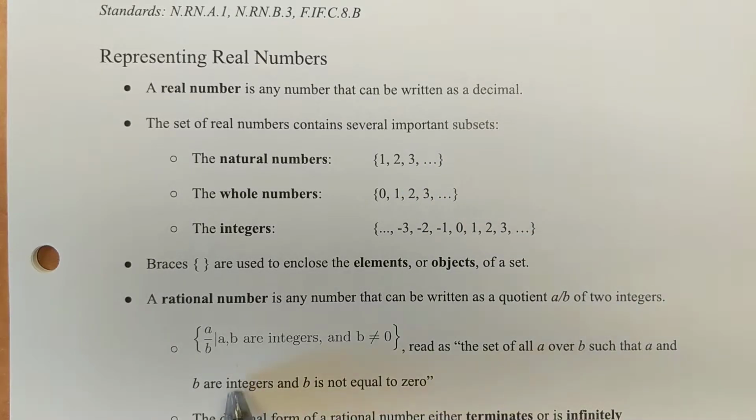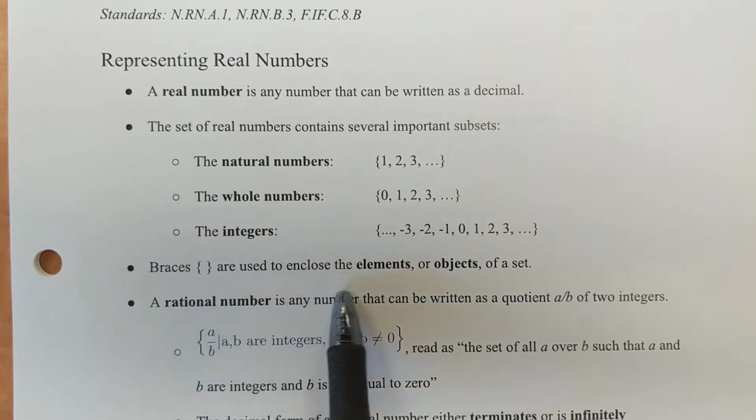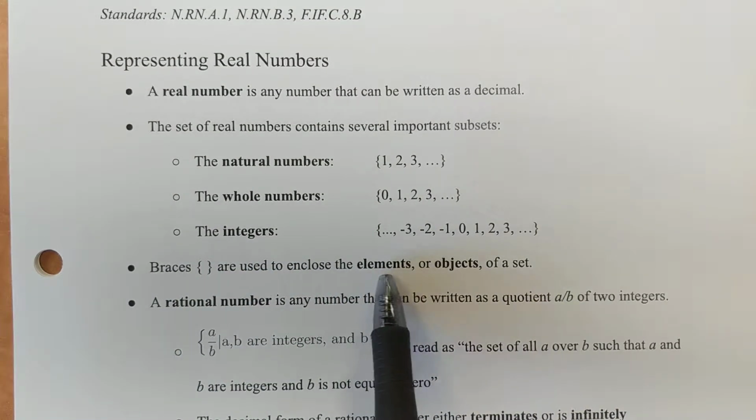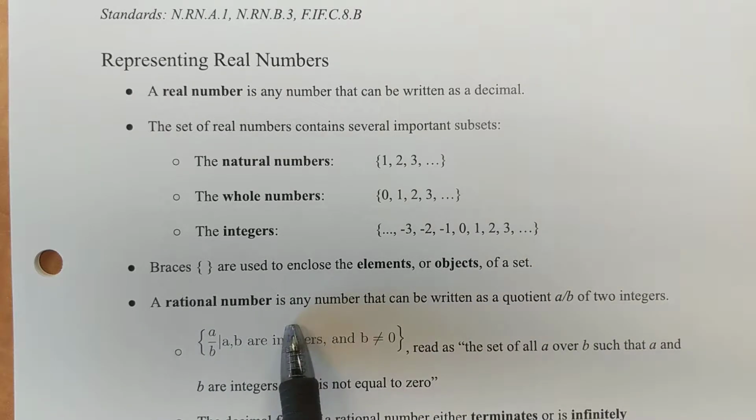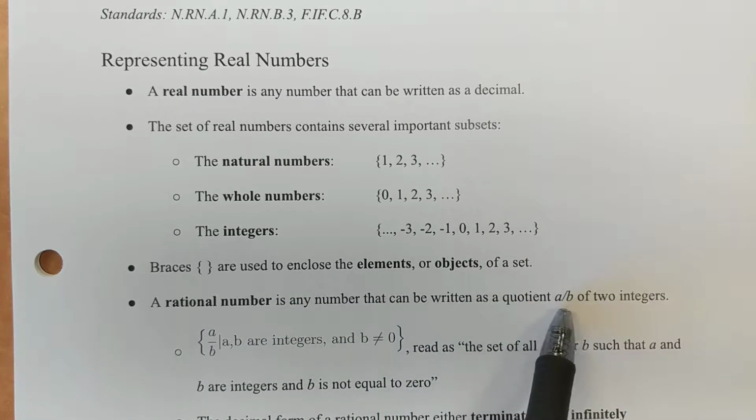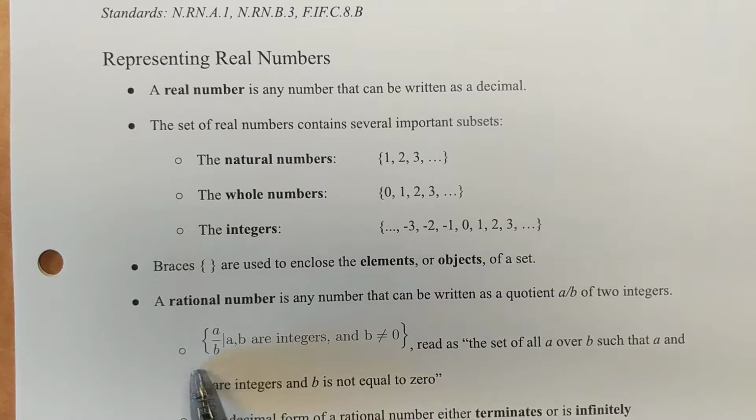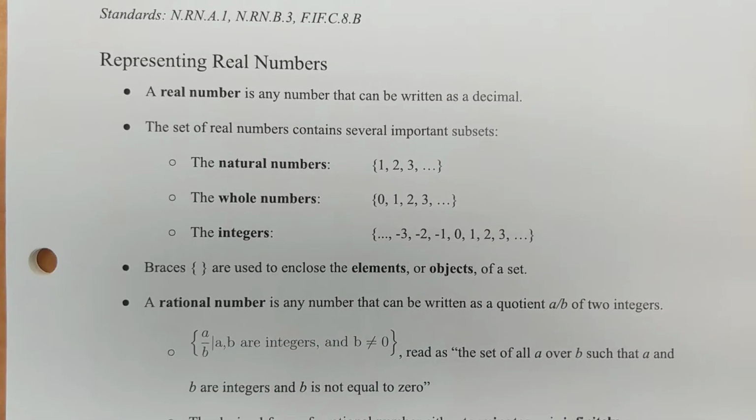Now, just a note here, these symbols, the braces, are used to enclose the elements or the objects in a set. A rational number is any number that can be written as a quotient, a over b, of two integers. So what this means is a over b, given that a and b are integers and b is not 0, because if b is 0, this thing is undefined.